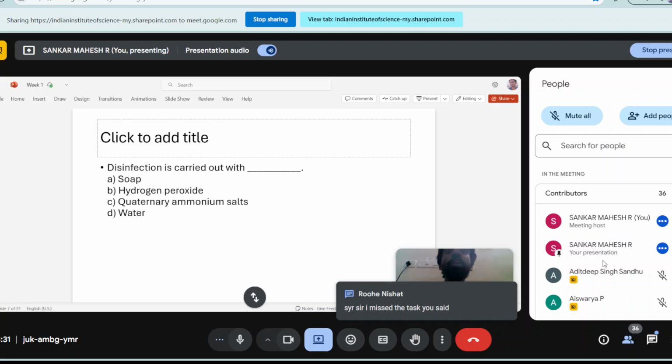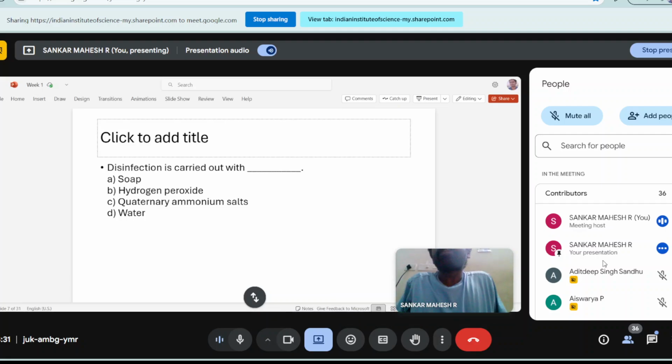Okay, so Nishat, I was asking. We were discussing what different mechanisms or different terms would mean. One of these terms is sterilization. The other is what we have in context here, disinfection. If we can decide what disinfection is, then the answer would be easier to know.